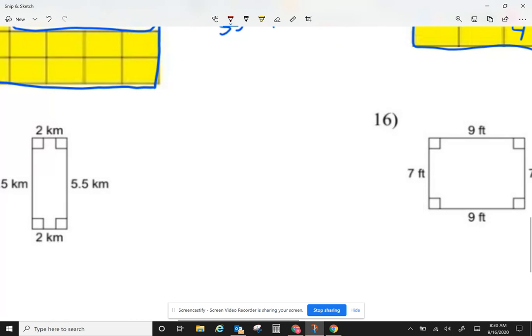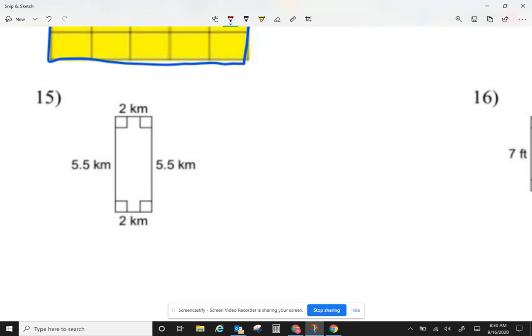Now, question number 15. Simple. The length is the long side. I see 5.5 on both sides. However, just because I see a 5.5 on both sides doesn't mean that I have 2 lengths. The length, remember, length is the long side, is 5.5. The short side of the rectangle is 2. So in my calculator, use a calculator if you need to, I'm going to go 5.5 times 2, and that's going to give me 11. The area of this rectangle is 11.